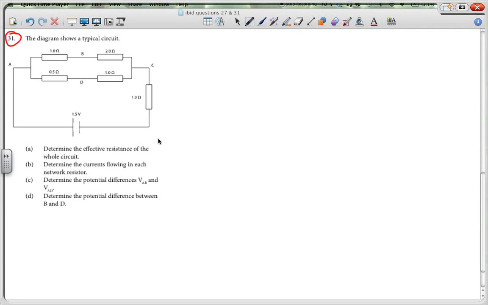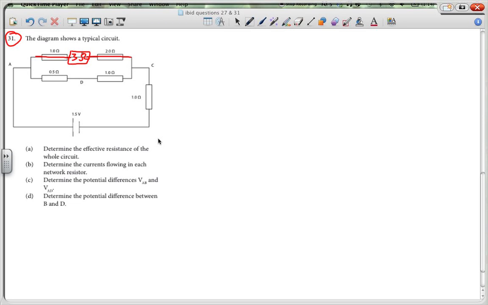Question 31. The diagram shows a typical circuit. Determine the effective resistance of the whole circuit. Now, we've got a couple of things here. We have these two in this branch B. We've got this 1 and 2 ohms. So we've actually got an effective resistance there of 3 ohm between these two.